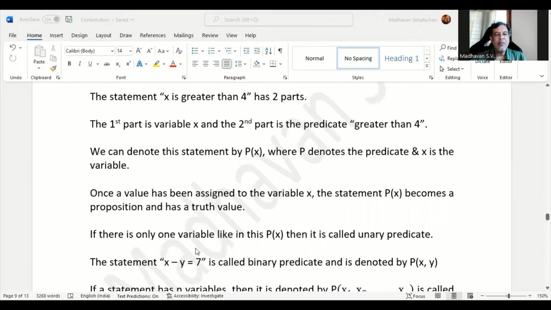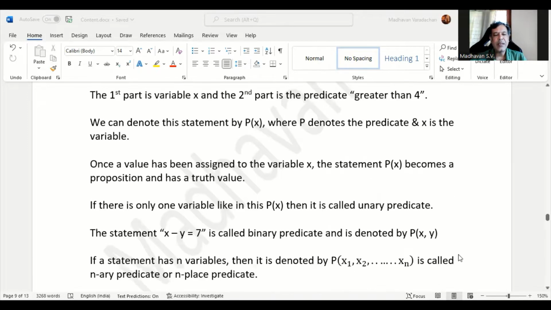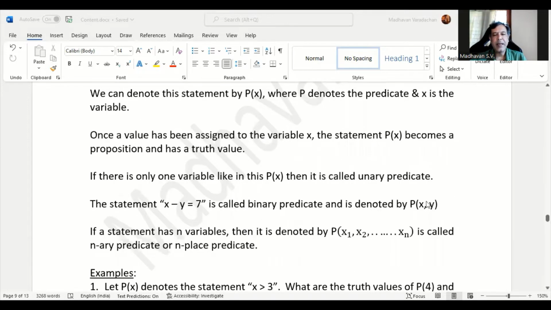If there is only one variable like in this p of x, which is x is greater than 4, then it is called a unary predicate. The statement x minus y equal to 7 is called a binary predicate because it has got two variables and is denoted by p of x comma y. So a predicate can have n variables also, like p of x1, x2, and so on up to xn. That is called an n-ary predicate or n-place predicate.